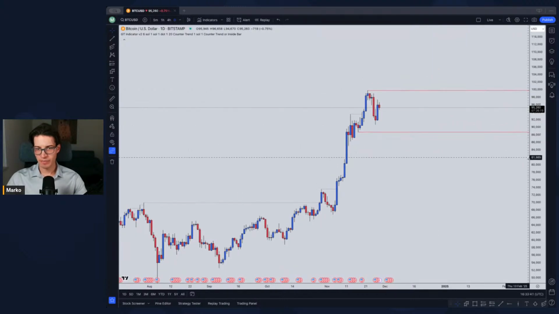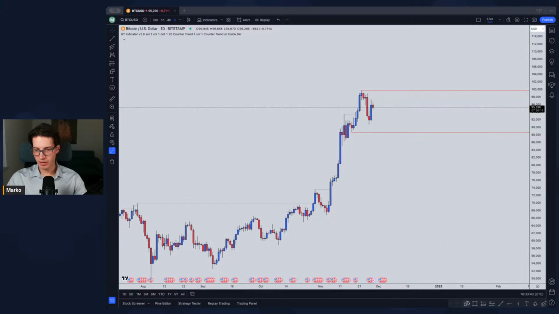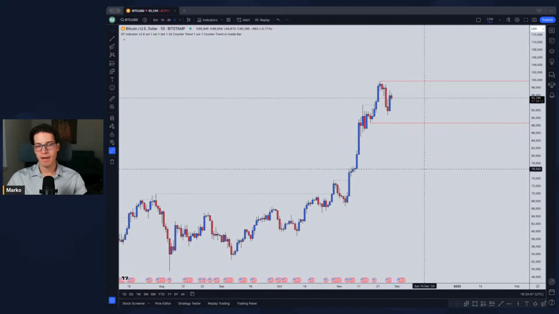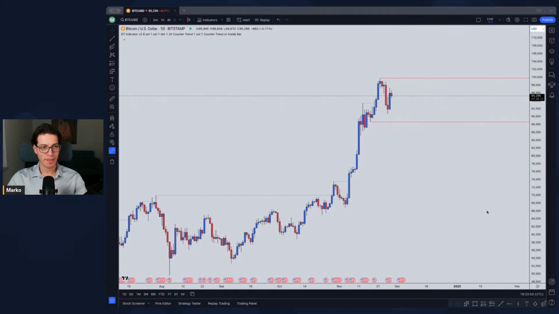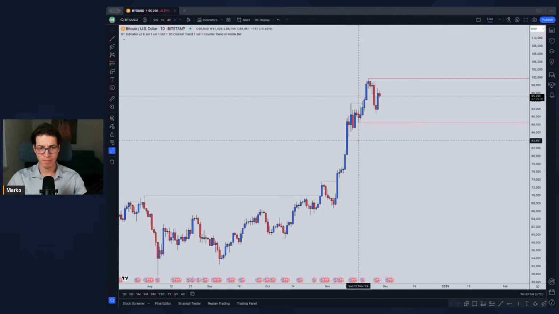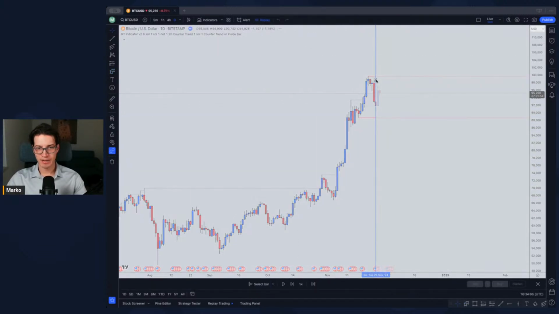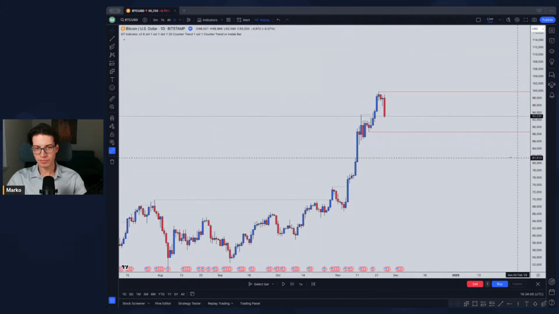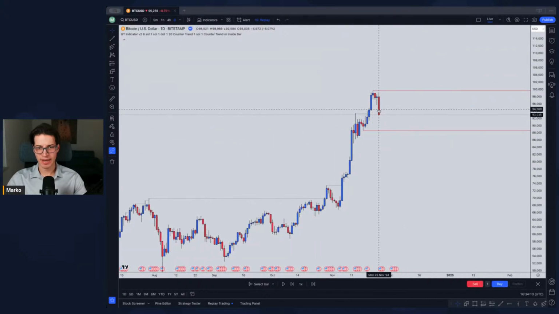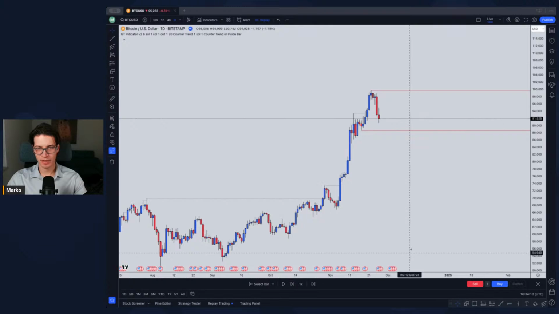Will we reverse? So will this happen? Will we drop? No one really knows. I can tell you from a technical perspective, currently the buyers are winning. I would say the buyers are pretty healthy still. The sellers tried to push it down. You had this massive red candle, but it did not continue.